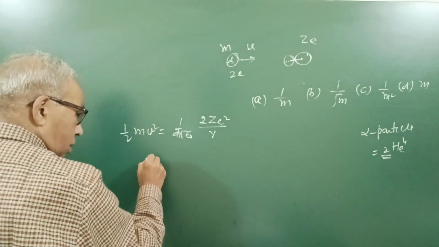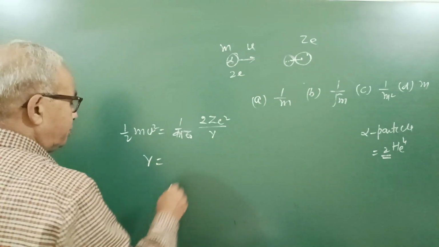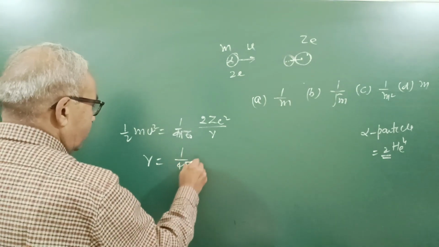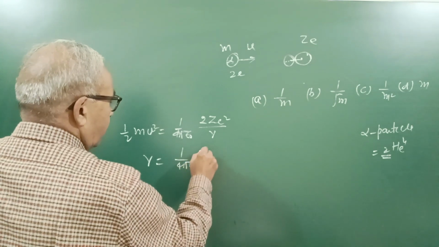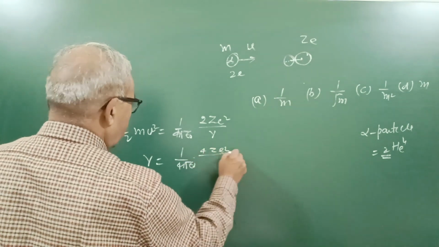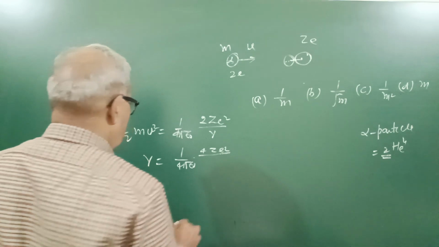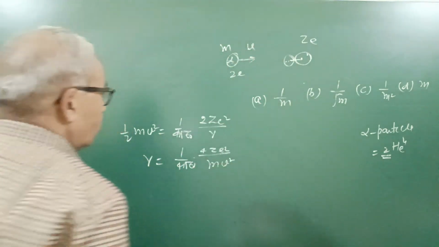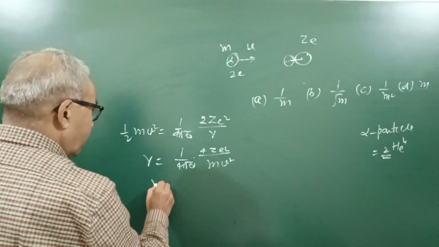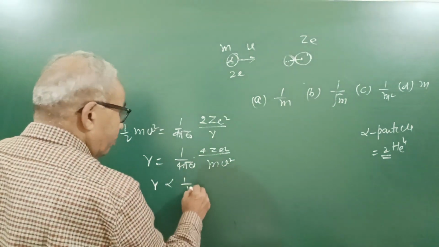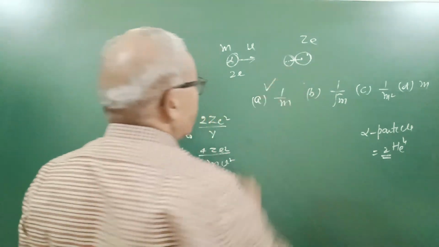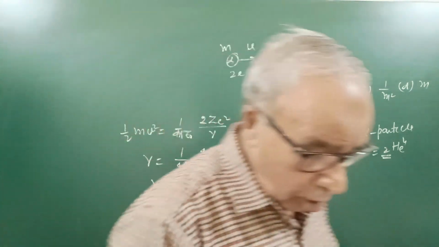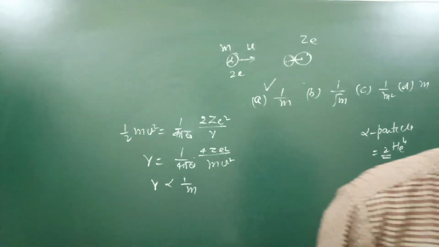So here r is equal to 1 upon 4 pi epsilon 0 times 4Ze square upon mv square. v is fixed, so here r is proportional to 1 by m. So the first answer is this. I think it will be very clear to you.